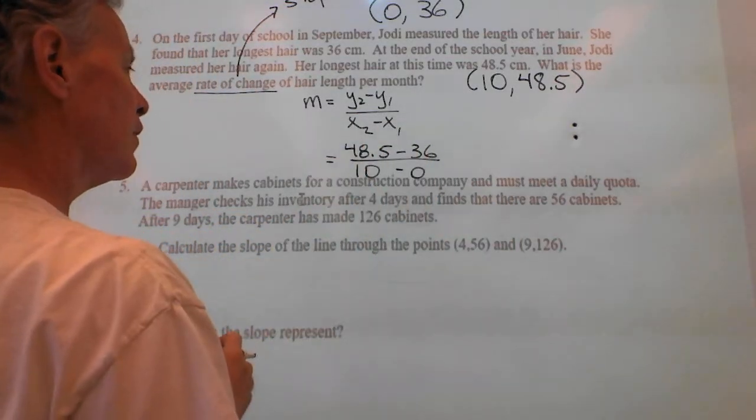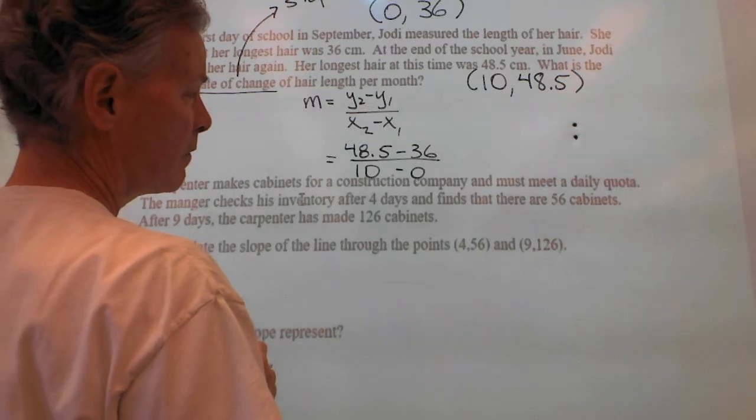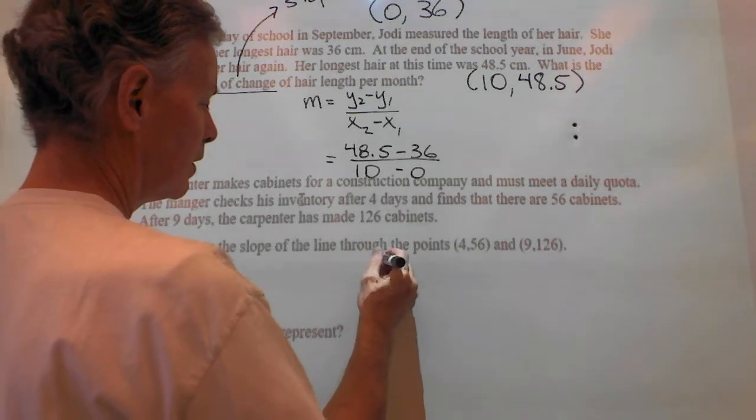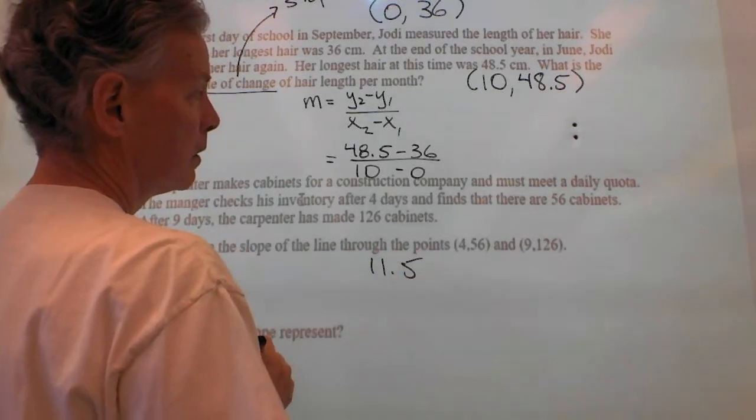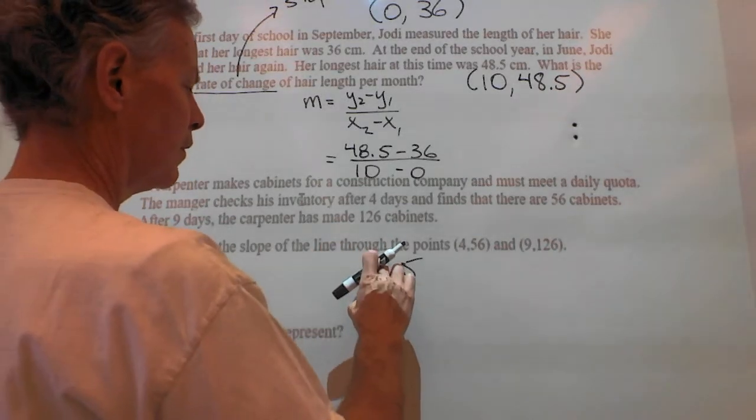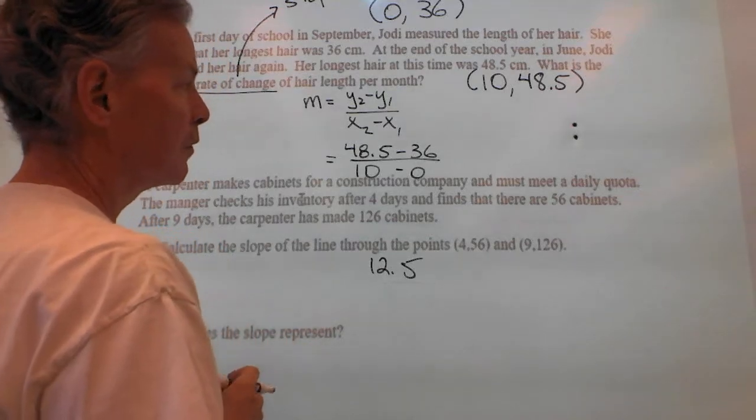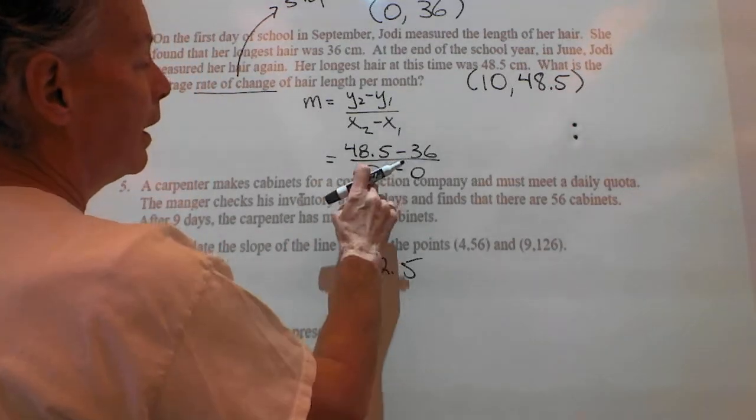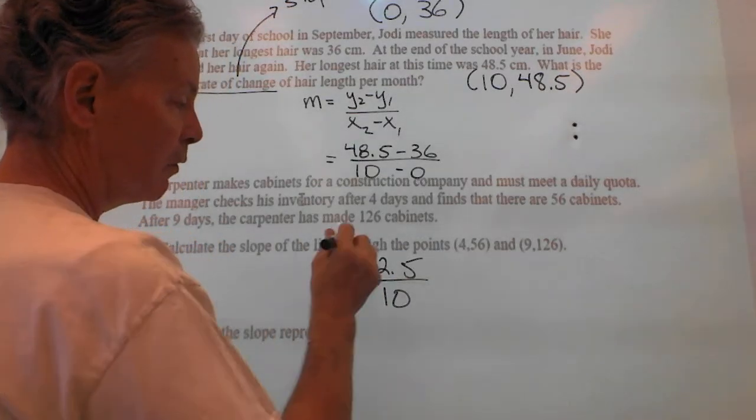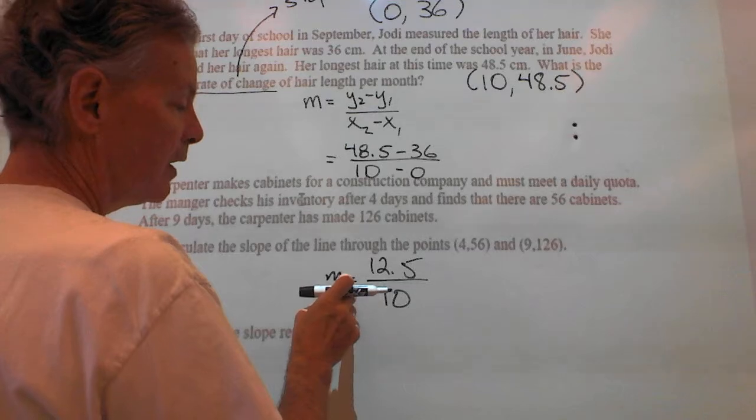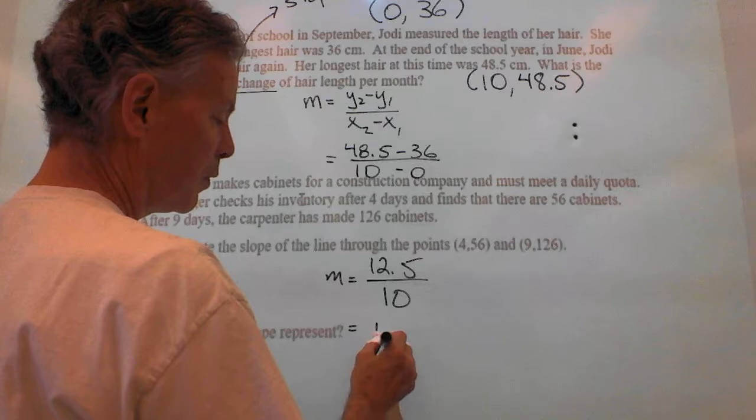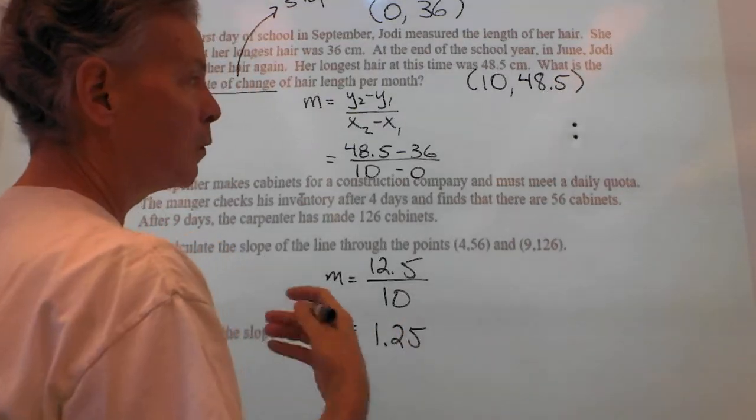48.5 minus 36 is 11.5. No, sorry, it's 12.5. Like I said, it's really early. And 10 minus 0 is 10. So we have a slope equal to 12.5 over 10. Now, in this case, if we divide, we get 1.25. And what are our units?